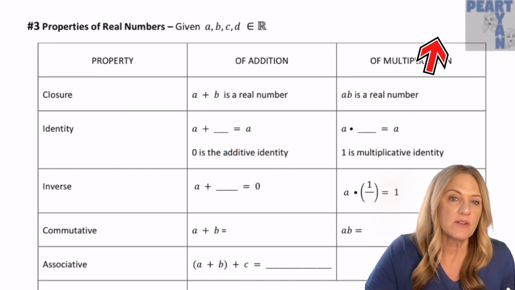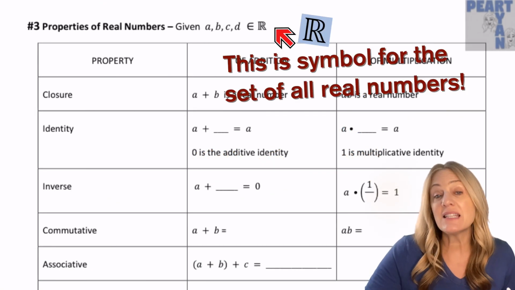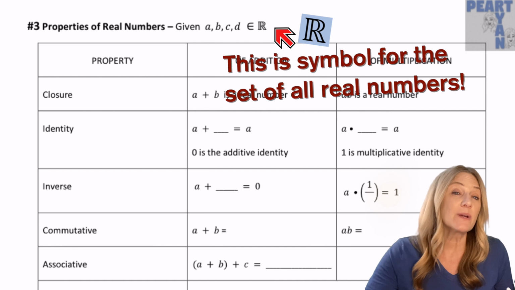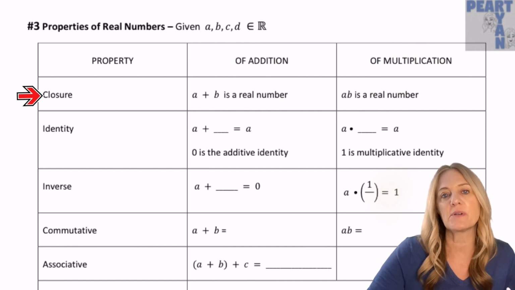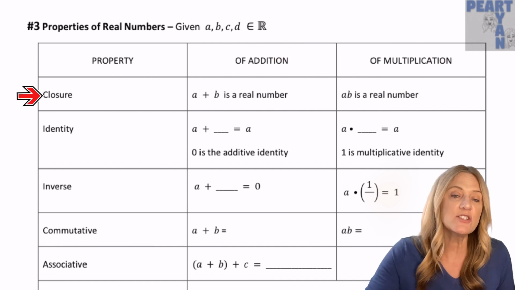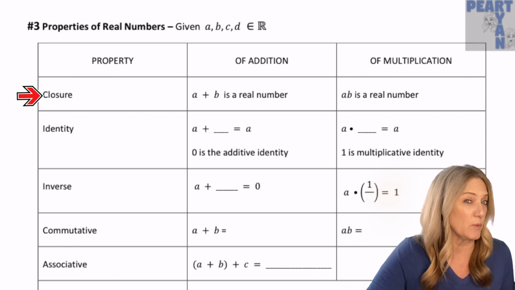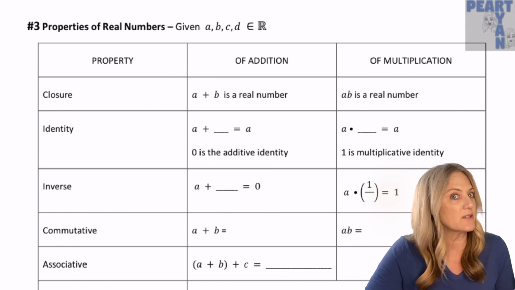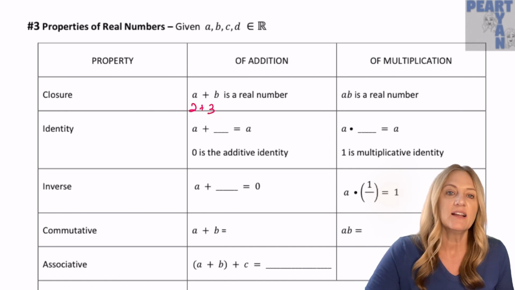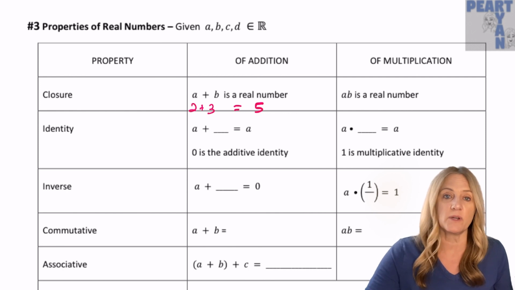Properties of real numbers. Given A, B, C, and D represent elements of the real number system, closure property says that if we add two real numbers, the answer will be real. For example, 2 plus 3 equals 5.